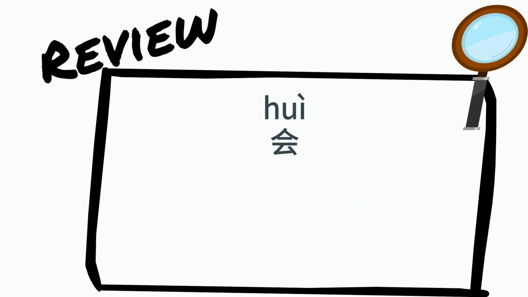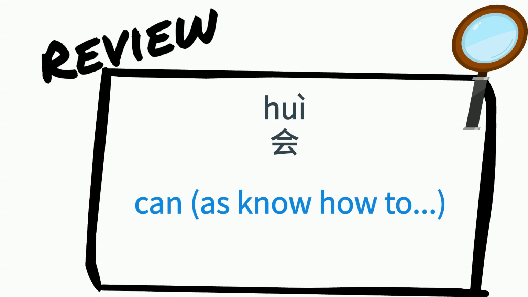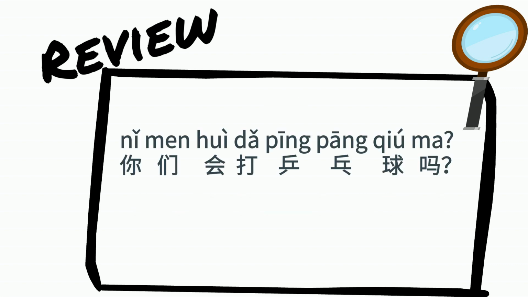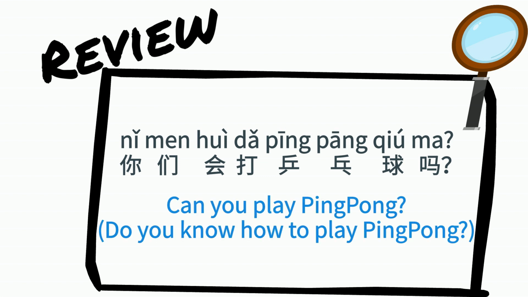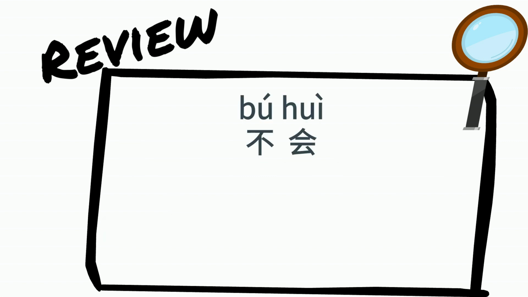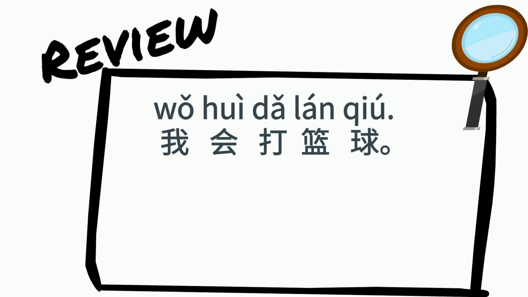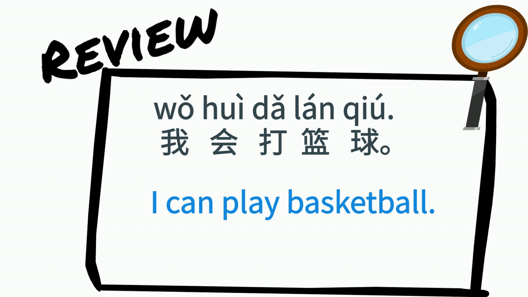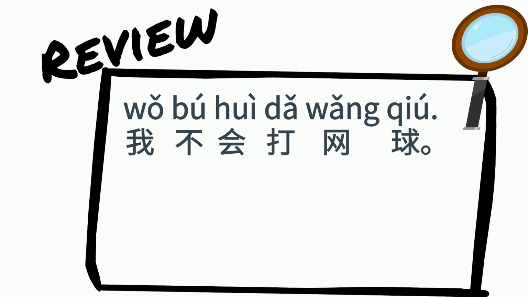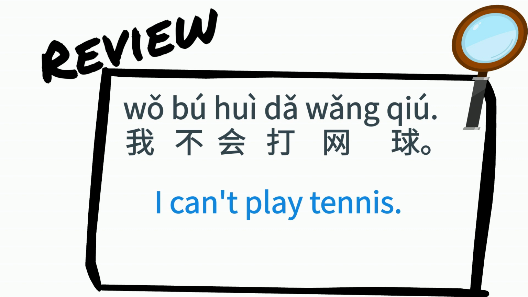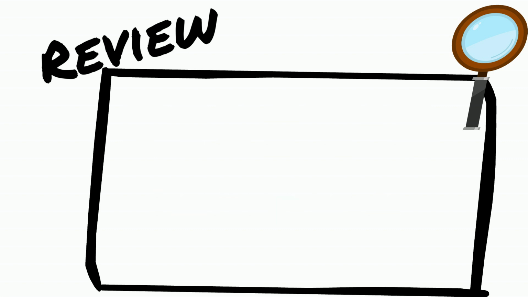会 can as know how to. 你们会打乒乓球吗 Can you play ping pong? 不会 No, I can't. 我会打篮球 I can play basketball. 我不会打网球 I can't play tennis.